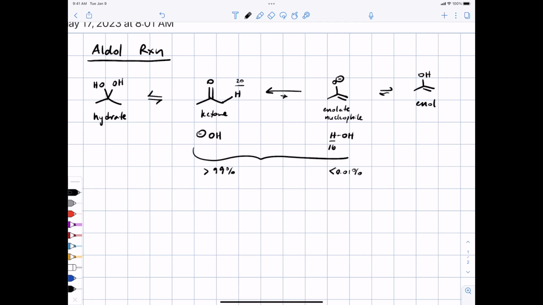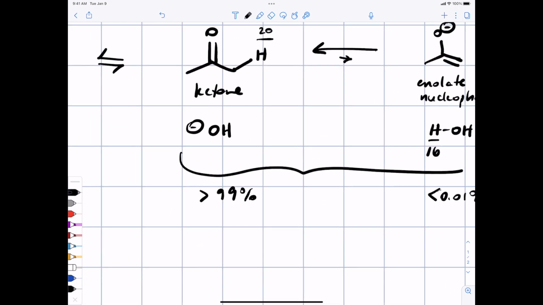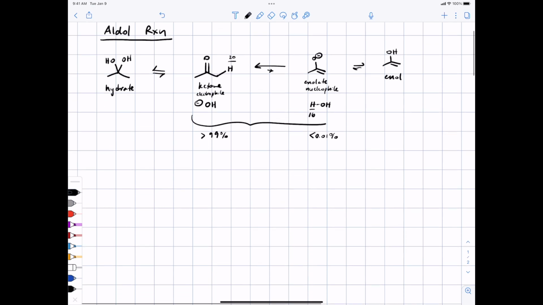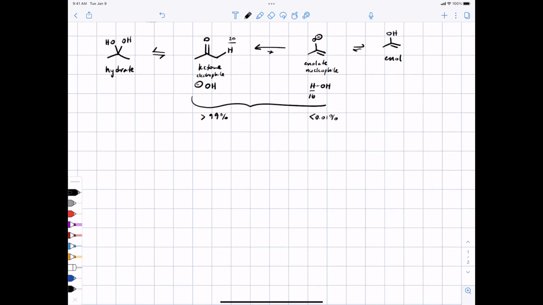What we haven't considered, but what we will consider today, is if you have some enolate, can that then react as a nucleophile with your ketone, which is an electrophile? So this is the aldol reaction. You take the enolate and you react it with some of the starting ketone.